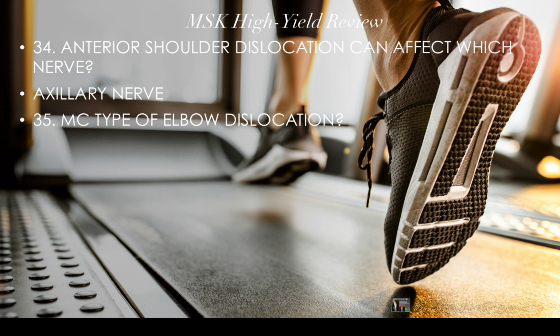Most common type of elbow dislocation. When it comes to the elbow, the most common type is posterior, and the mechanism of action is going to be FOOSH, fall on outstretched hand. That's a term you will likely see a lot in the MSK. So FOOSH, fall on outstretched hand with hyperextension. So they fell down, they tried to catch themselves, and they got a posterior elbow dislocation.